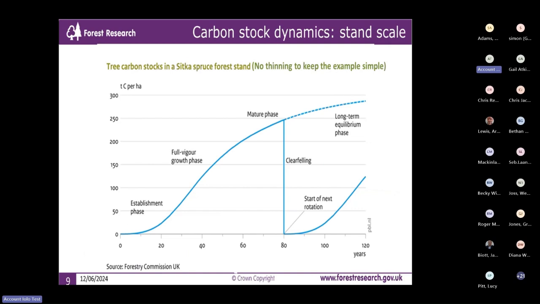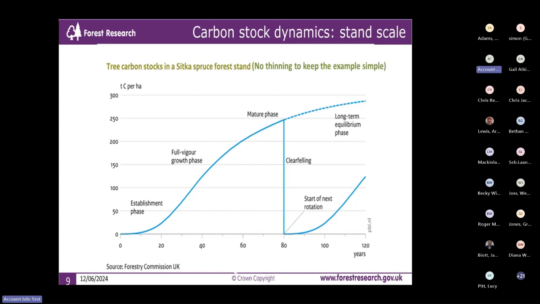And we have models that can show you how carbon is accumulated in a stand of trees. Here is an example of a stand of Sitka spruce. It's no thinning to keep it simple. Down here is where you've planted the trees. Here's the establishment phase. The trees grow quite slowly. Then you go into the full vigor phase and then the mature phase. Then you can clear fell and you lose all that carbon again. But you start the second rotation, it starts to accumulate.